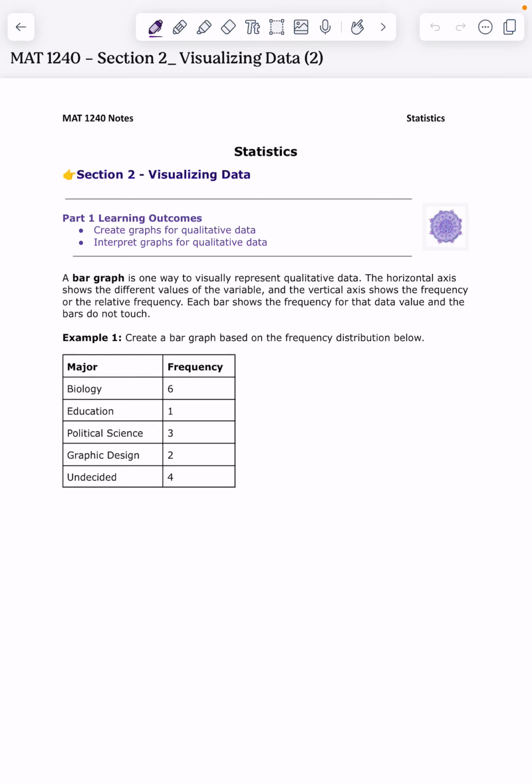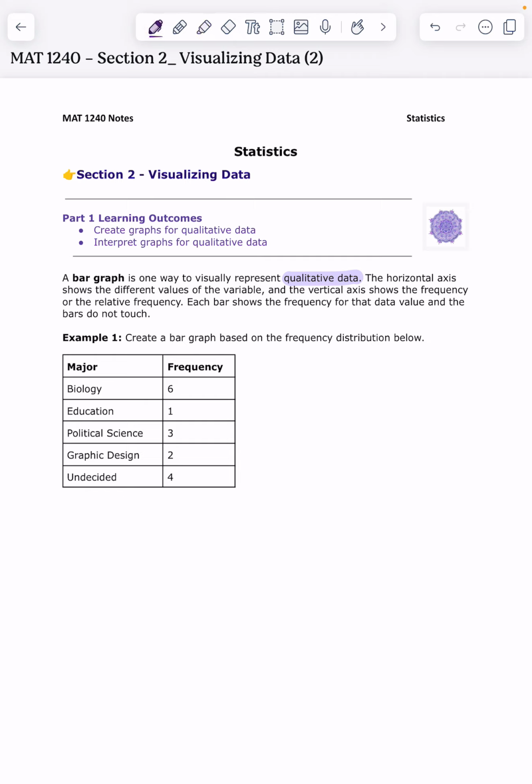All right, now we're in statistics section 2, visualizing data. So this means we're going to be looking at some graphs for some data. A bar graph is one way to represent qualitative data. So I would just make a little note that bar graphs are for qualitative.